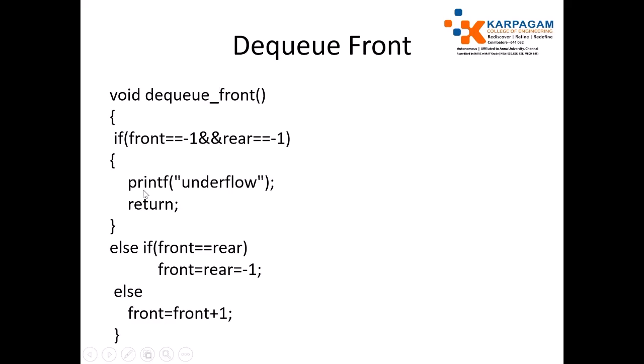Next, Deque front, which is equivalent to the linear queue operation only, because in linear queue we delete the element at the front position only. So this is equivalent to the linear queue Deque operation. First check whether the queue is empty. If it is empty, just say underflow, and else check whether you have only one element in the queue. If so, set front and rear equal to minus 1, just like resetting the front and rear pointers. Otherwise, just increment the front by 1. This is the Deque front operation, which is equivalent to the linear queue Deque operation only.